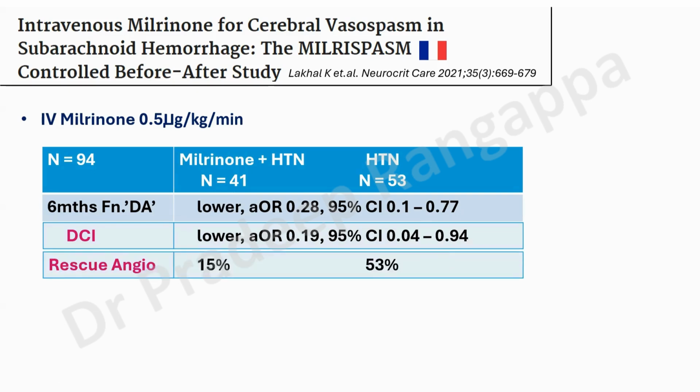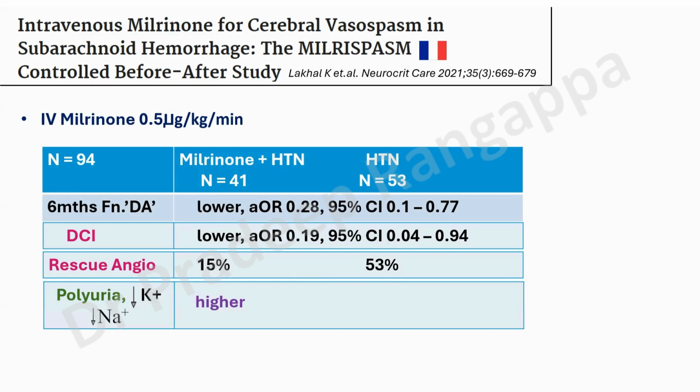And the need for rescue angiogram to give intraarterial nimodipine or intraarterial Milrinone or intraarterial papaverine, and so forth, was also significantly less in the group which got IV Milrinone, 15%, as opposed to the induced hypertension group, where 53% needed rescue procedures to address vasospasm. But the Milrinone group had slightly higher side effects with regard to hypokalemia, hyponatremia, and polyuria. All this can definitely be easily managed in the ICU.